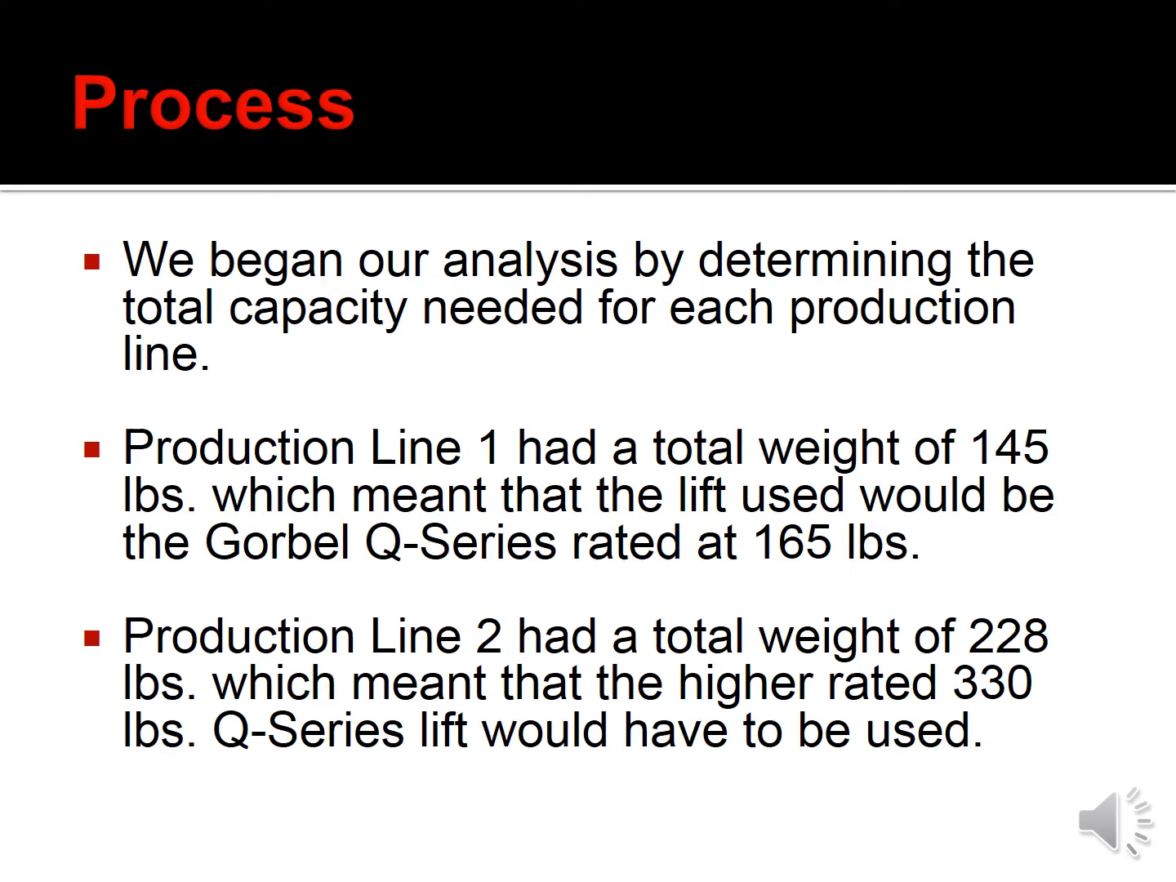For our process, we began our analysis by determining the total capacity needed for each production line. For production line 1, we had a total weight of 145 pounds, which meant that the lift needed would be the Gorbel Q series rated at 165 pounds. For production line 2, we had a total weight of 222 pounds, which meant that the higher rated 330 pound Q series lift would have to be used.